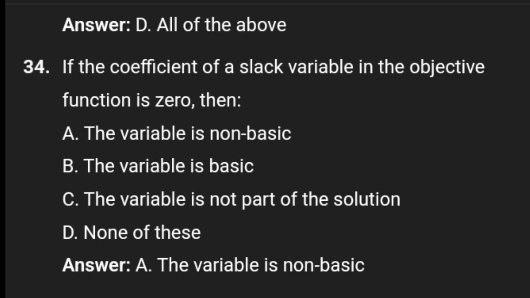34. If the coefficient of a slack variable in the objective function is 0, then: A. The variable is non-basic, B. The variable is basic, C. The variable is not part of the solution, D. Answer: A. The variable is non-basic.